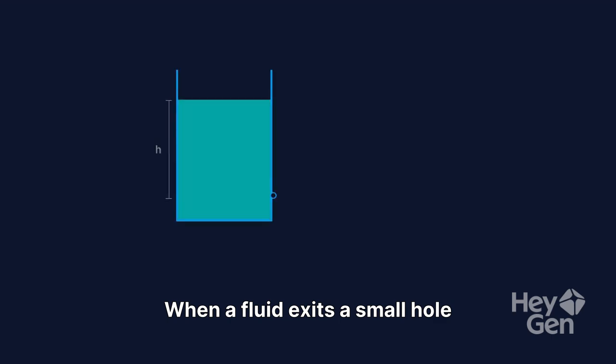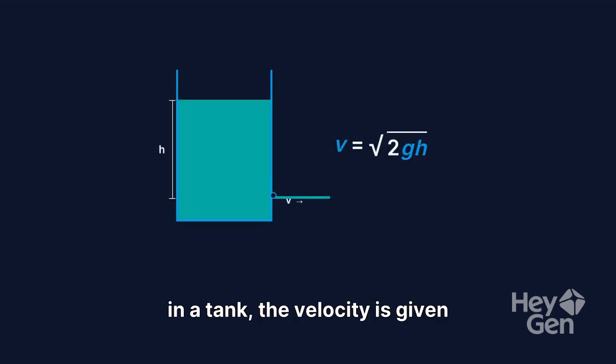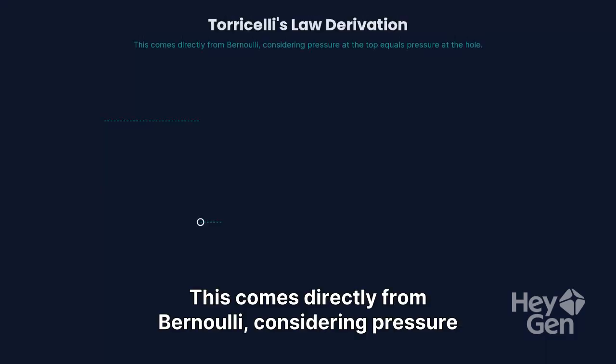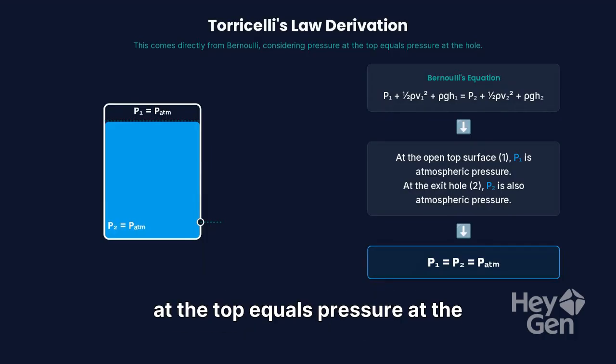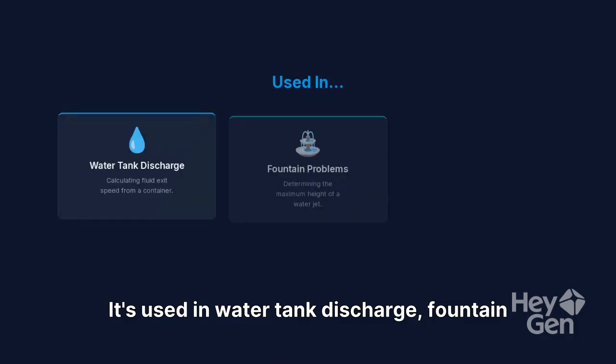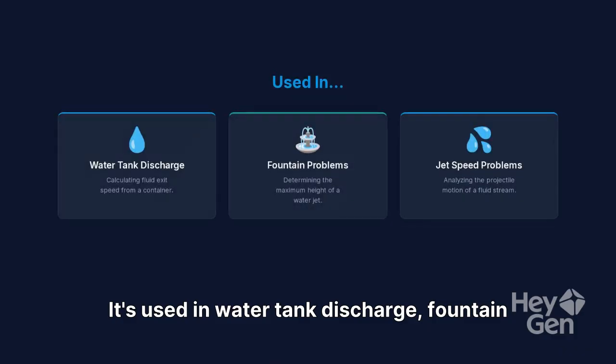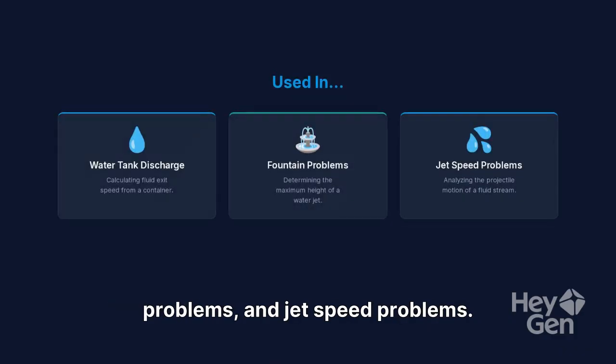When a fluid exits a small hole in a tank, the velocity is given by V equals the square root of 2gh. This comes directly from Bernoulli, considering pressure at the top equals pressure at the hole. It's used in water tank discharge, fountain problems, and jet speed problems.